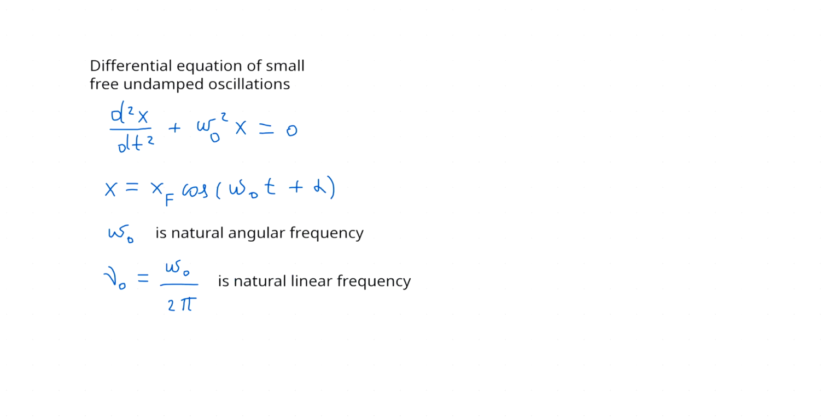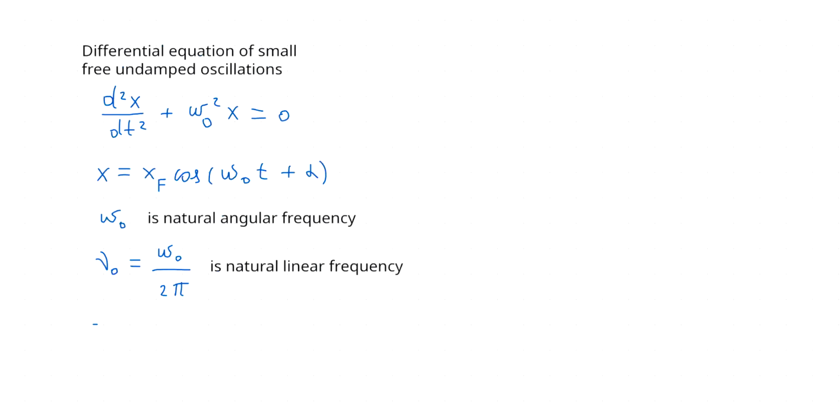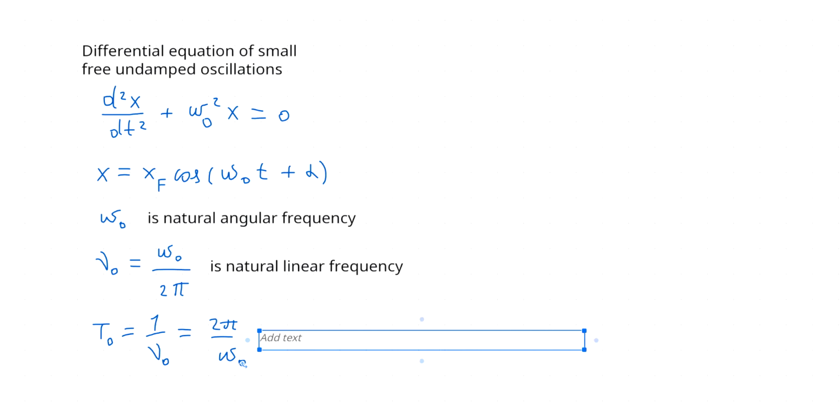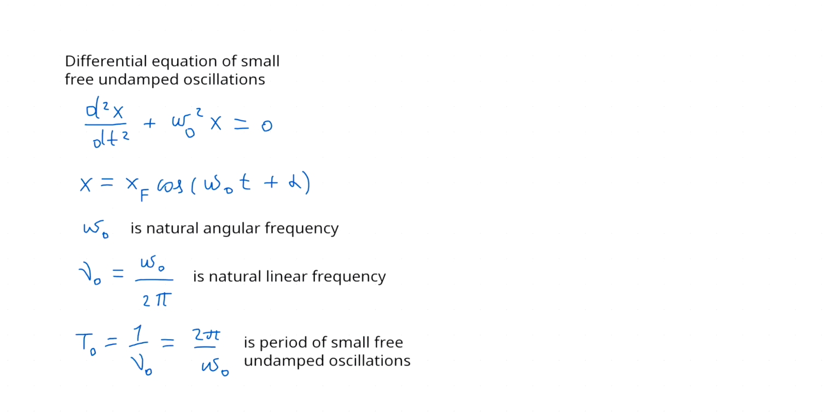And T0 is a period. This is 1 divided by nu 0, or this is equal to 2 pi divided by omega 0, and this is a period of small free undamped oscillations. So it was on our previous lecture.